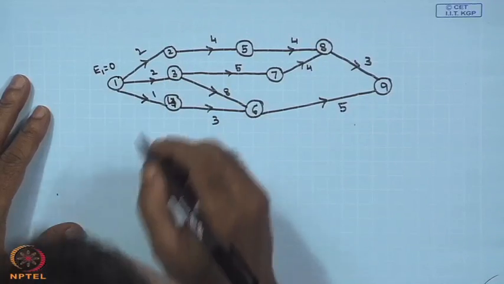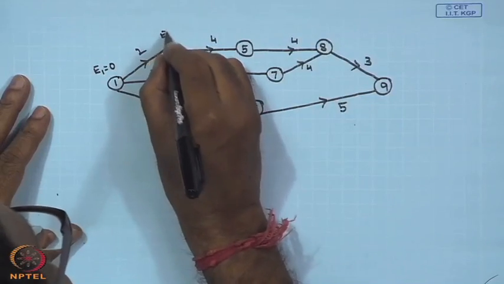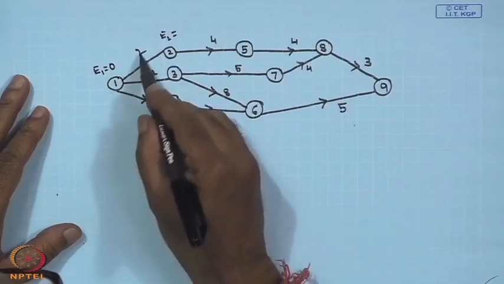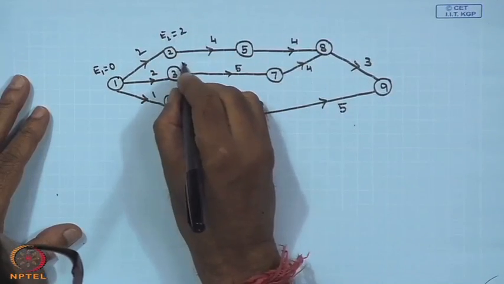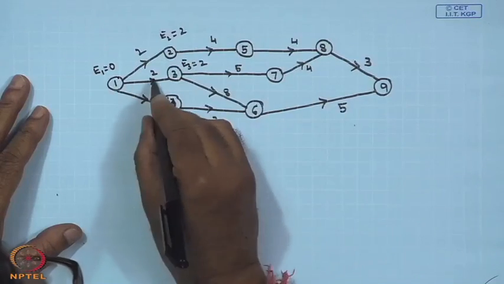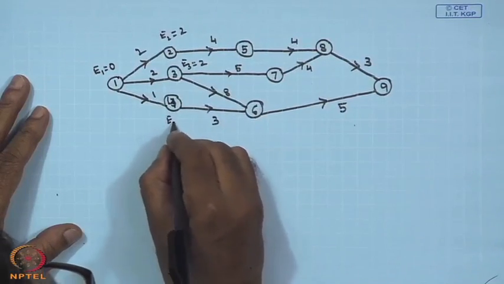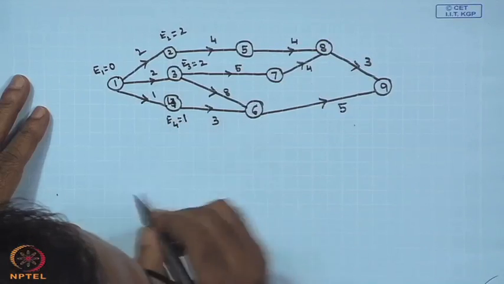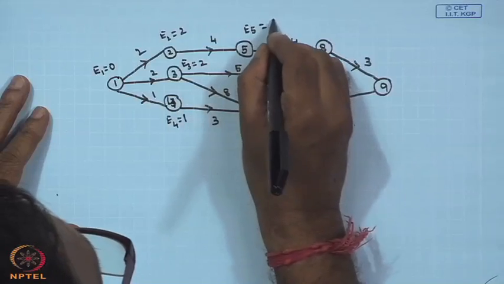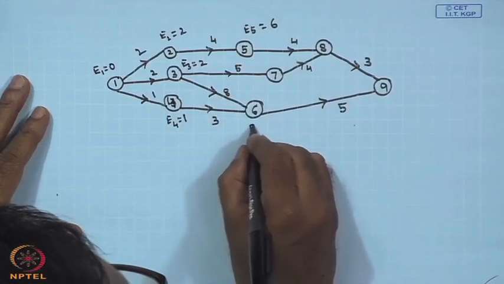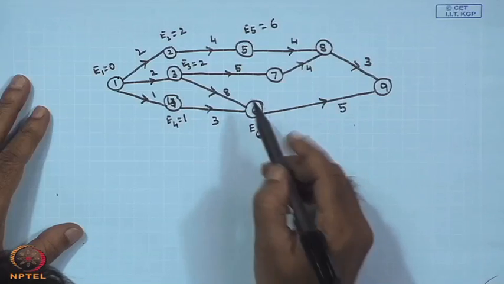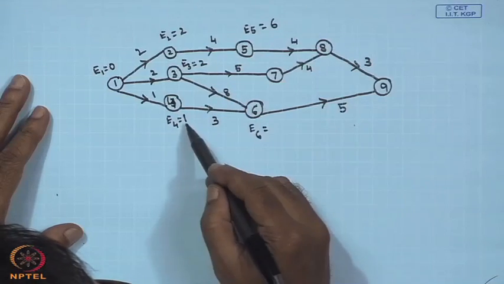In the same way, now you can calculate what will be your E 1. Initially E 1 is 0. E 2 will be E 1 plus 2, so E 2 is 2. E 3 will again be 2, because it is E 1 plus this length. E 4 will be equal to 1. What will be your E 5? E 5 is E 2 plus 4, that is 6. What will be your E 6? Your E 6 will be here 8 plus 2, 10, here 3 plus 1, 4.